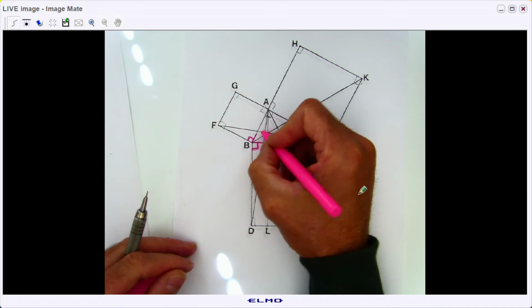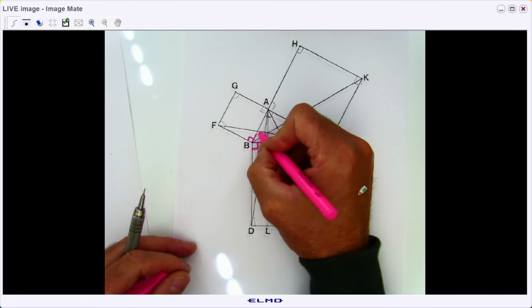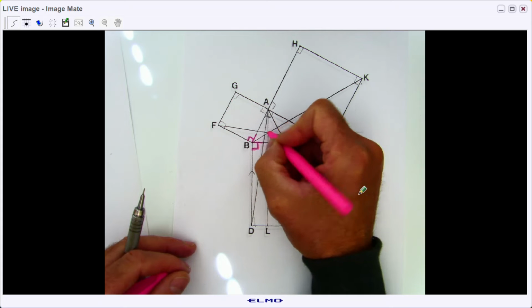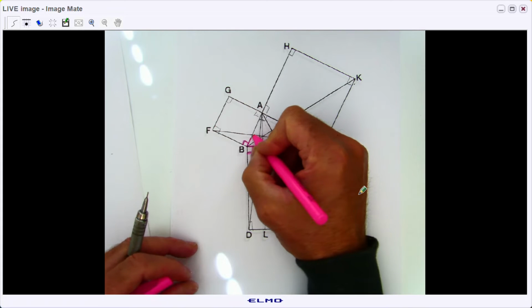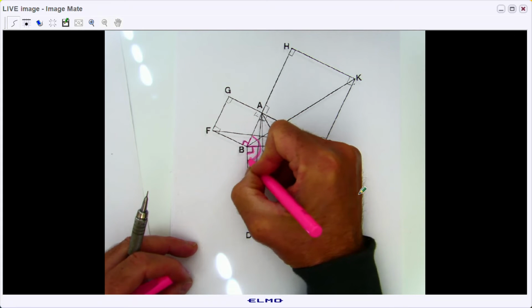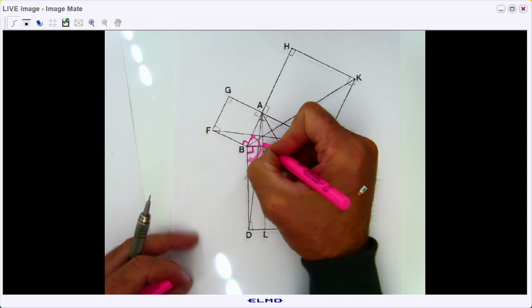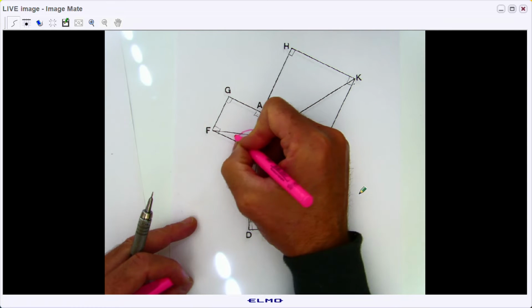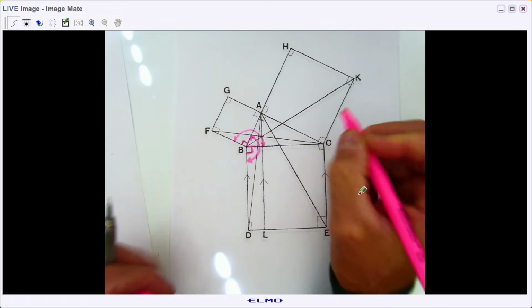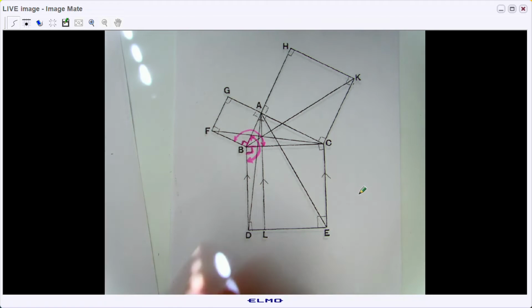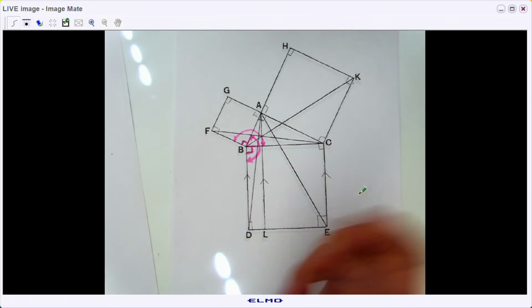DBA, let me see the best way to draw that. This whole angle here is equal to this whole angle here. And the reason for that is because each of them is a right angle plus a shared angle.